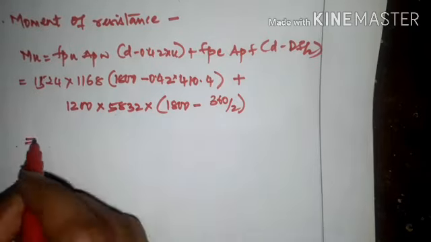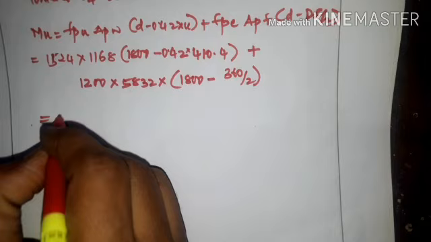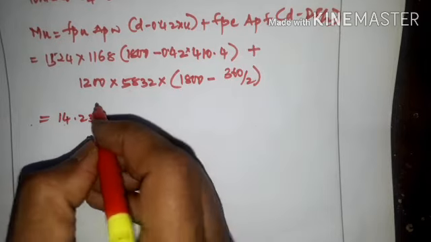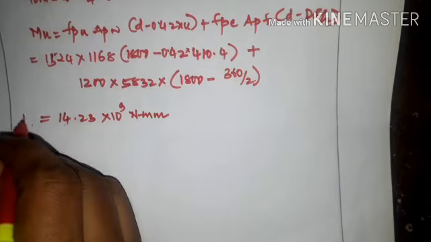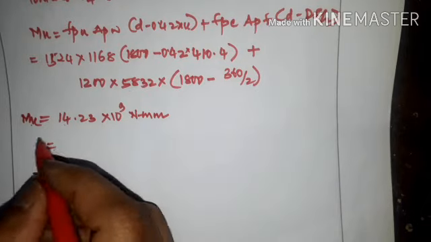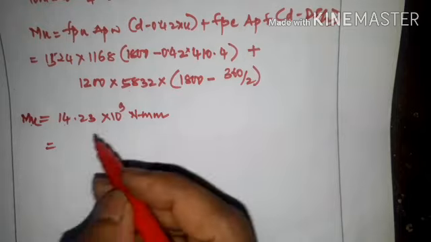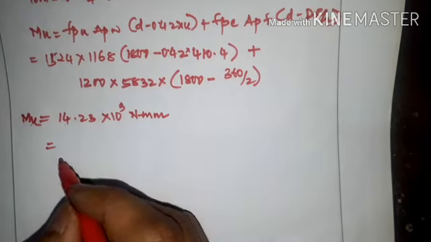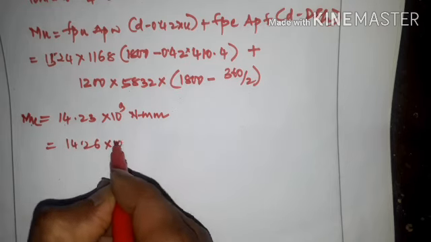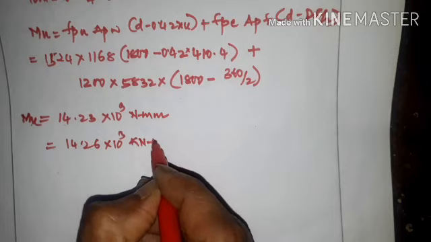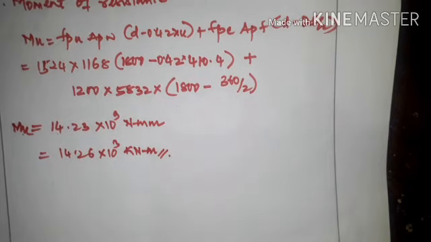Okay, so ultimately we got the answer as 14.23 into 10⁹ Newton mm, or 14.23 into 10⁵ kilonewton meter. Okay, so this is the final solution for the problem.